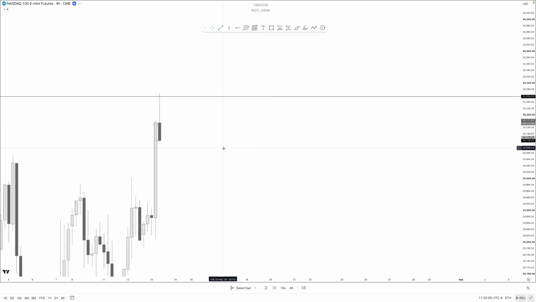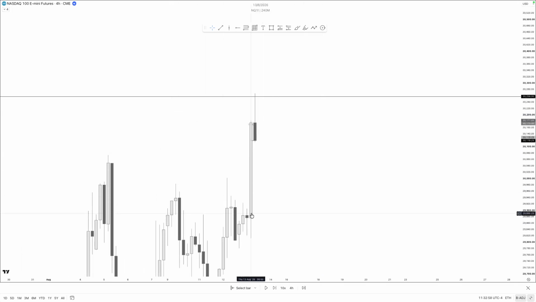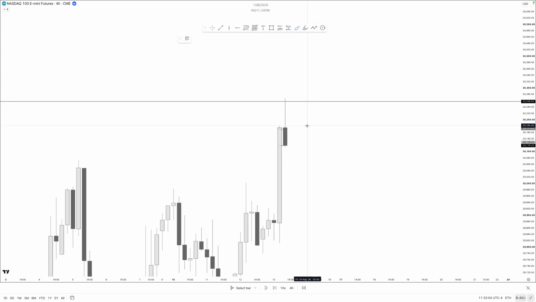On the H4, we can see that C1 right here, which is the 6 a.m. candle, doesn't create high of day because it doesn't trade into the key level, right? Whereas 10 a.m. immediately opens high, trades into the key level, and I'm anticipating a reversal here, right?